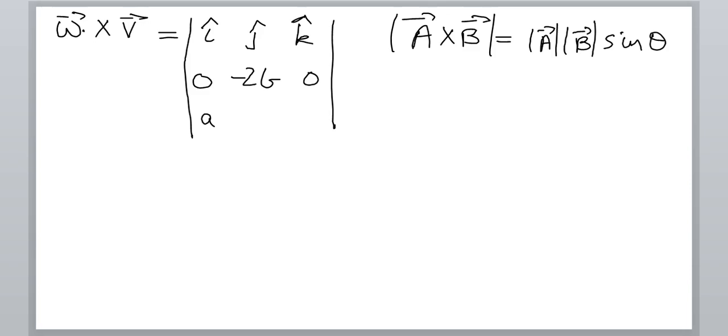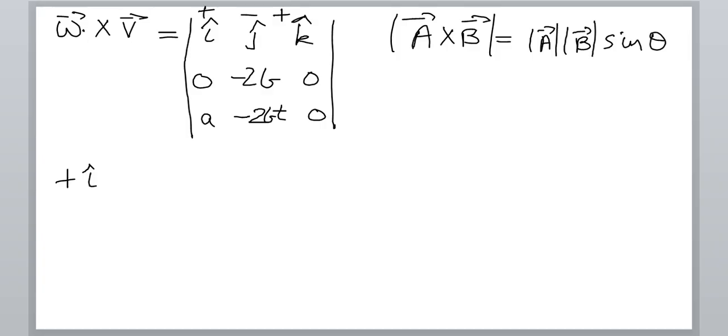The x component of v vector is a, its y component is minus 2bt, and the z component is 0. Okay, so this is the value of w cross v as a vector. I will be taking the modulus of this also later on, but let's first find the vector. We know that in order to solve a determinant like this, we need to add a plus sign over here, a minus here, and then a plus again over here.